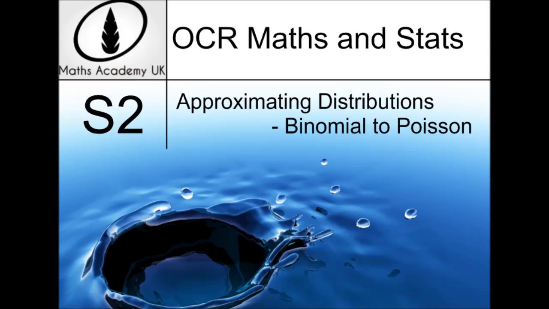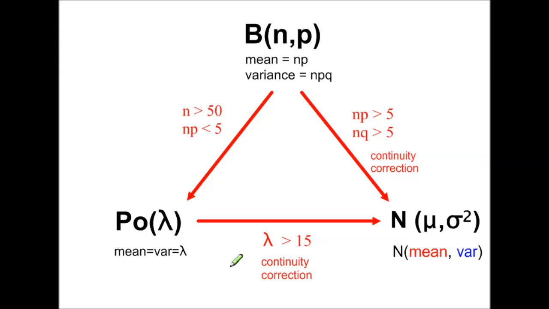Approximating distributions using a Poisson approximation to the binomial distribution. So starting with a binomial distribution, if n is large and n times p, the mean of the binomial, is less than 5, then we can use a Poisson distribution as an approximation to the binomial.